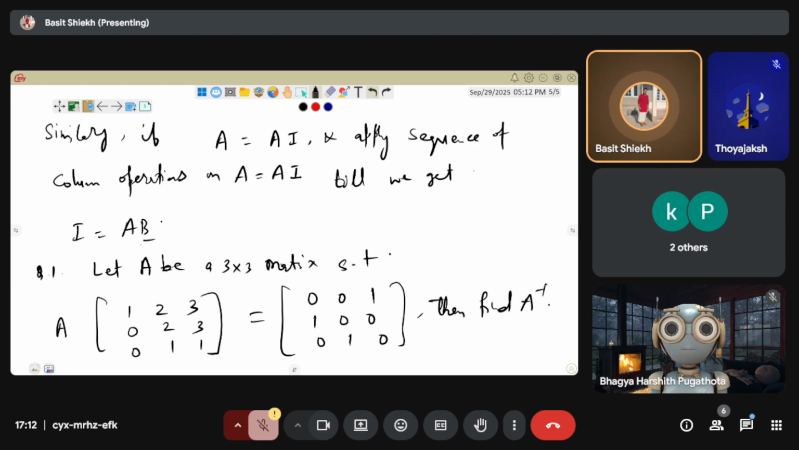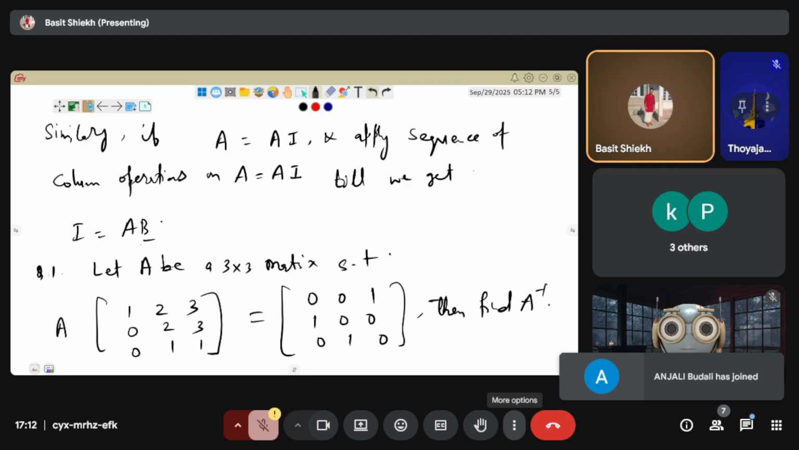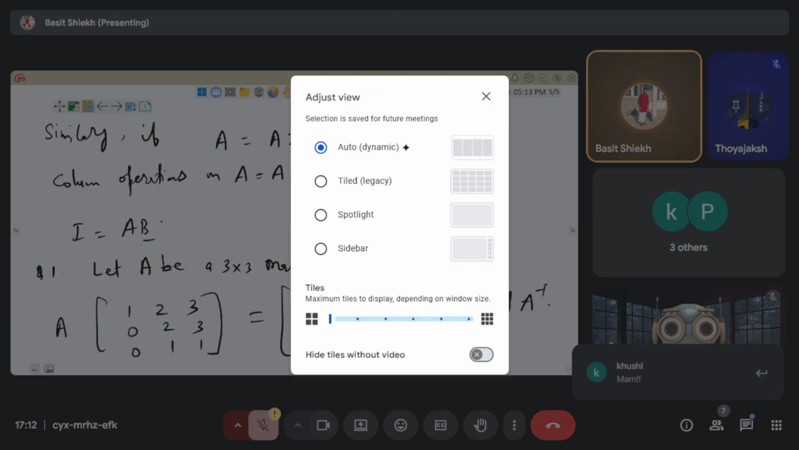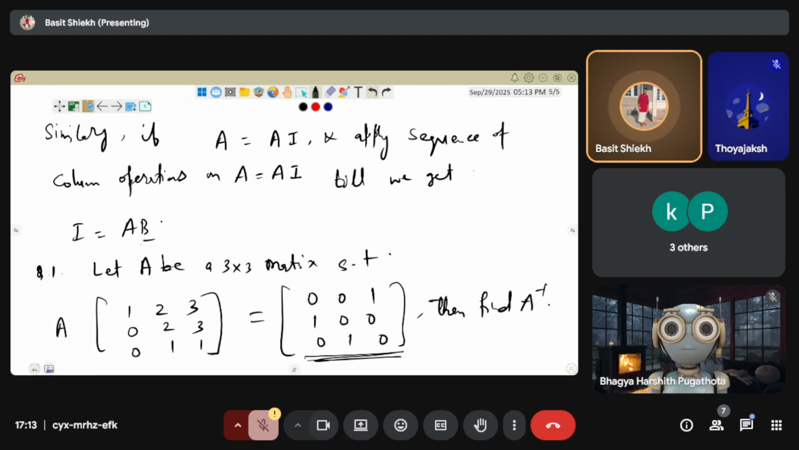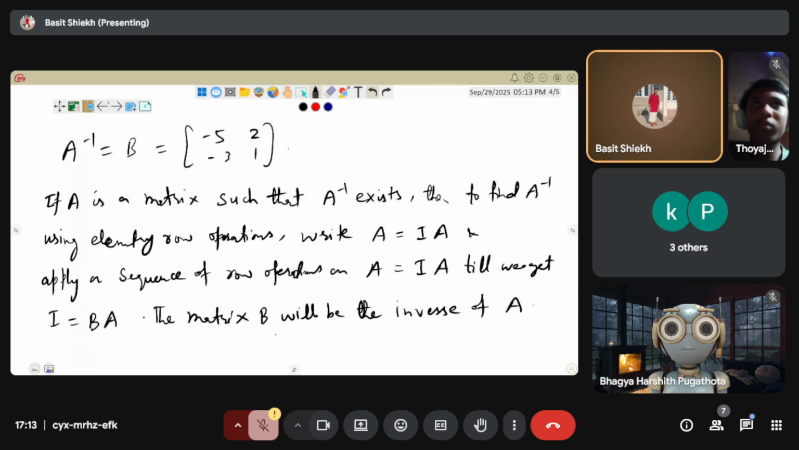How will you get A inverse here? Which operations will you apply here? We need to make this matrix an identity matrix. But which operations will we apply? Row operations or column operations? Tell me fast. And tell me what is A inverse. Now it's easy to get A inverse.